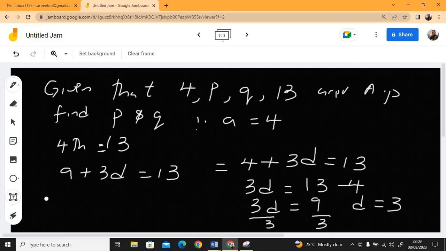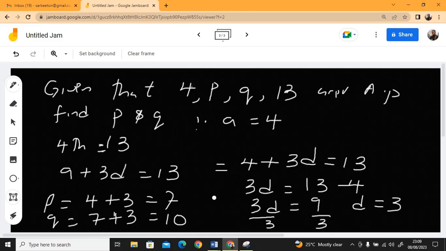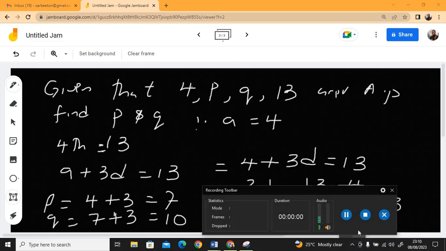So if I want to get p now, I'll just add 3 to 4. That will be 4 plus 3, which is 7. If I want to get q, since my p here is now 7, I'm going to add 3 to it. That will be 7 plus 3, which should give me 10. If you add 10 plus 3, we get the last one, which is 13. So this is it for this. We are going to move on to sum of terms in an arithmetic progression.